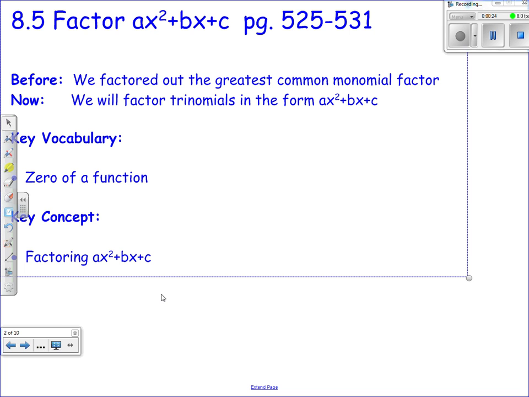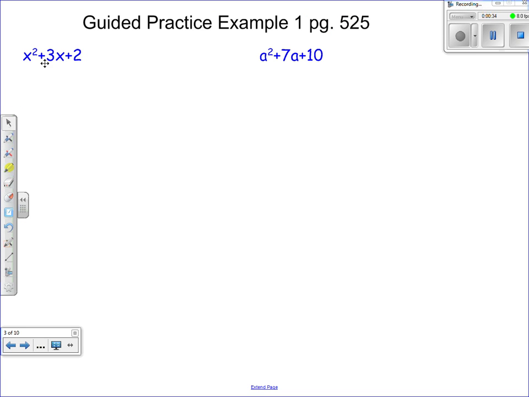Previously, we factored out the greatest common monomial factor. Now we're going to factor trinomials that are in the form ax squared plus bx plus c. We're going to take a trinomial and essentially unFOIL it, turning it into two binomials. To do so, we have to focus first on the number and list the factor pairs.